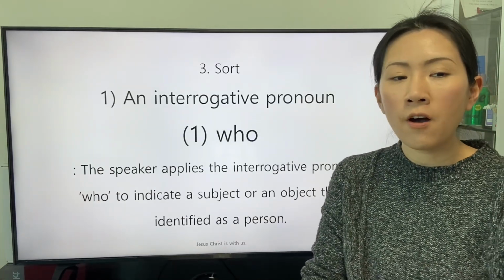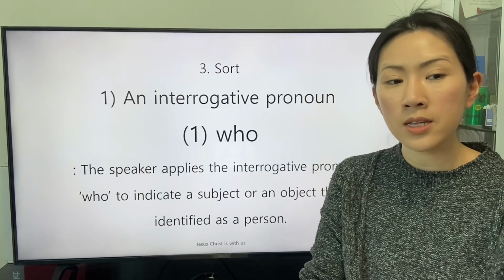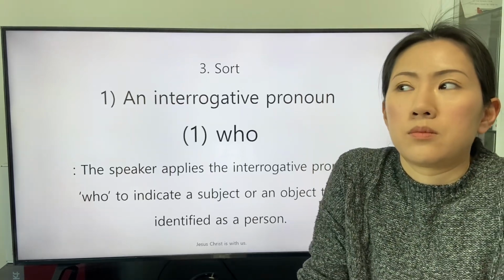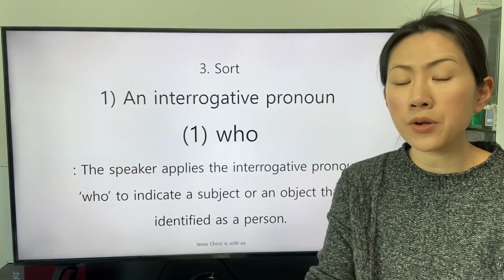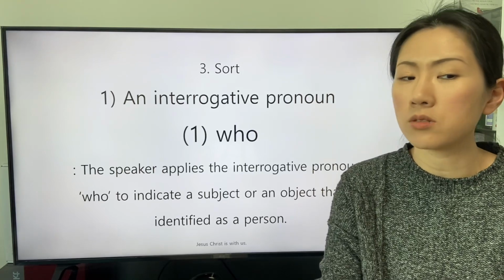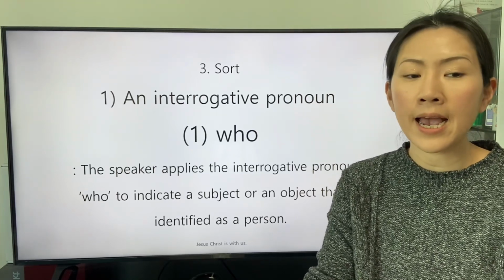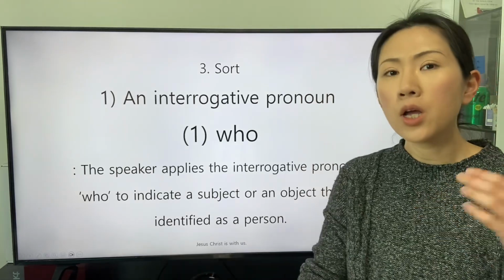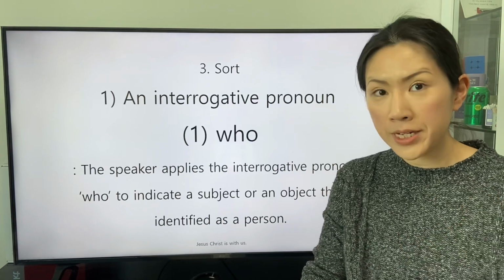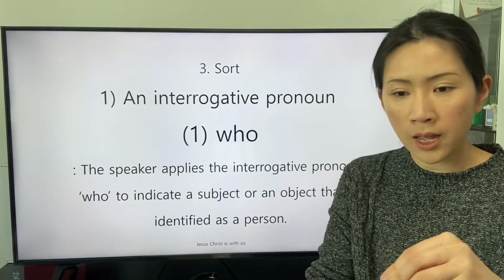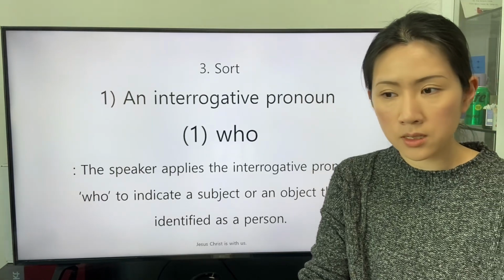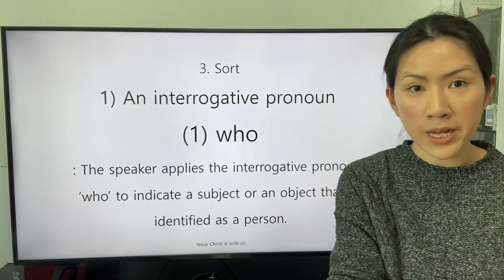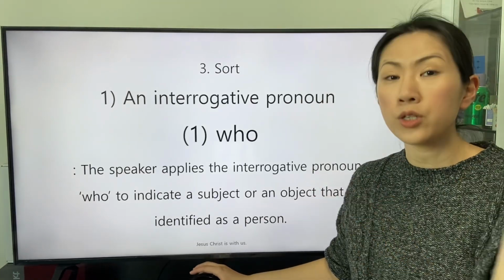The first sort of the interrogative pronoun is the interrogative pronoun who. The speaker applies the interrogative pronoun who to indicate a subject or an object that is identified as a person. The speaker who has the prior information about the subject or object as a person indicates the subject or the object with the interrogative pronoun who.